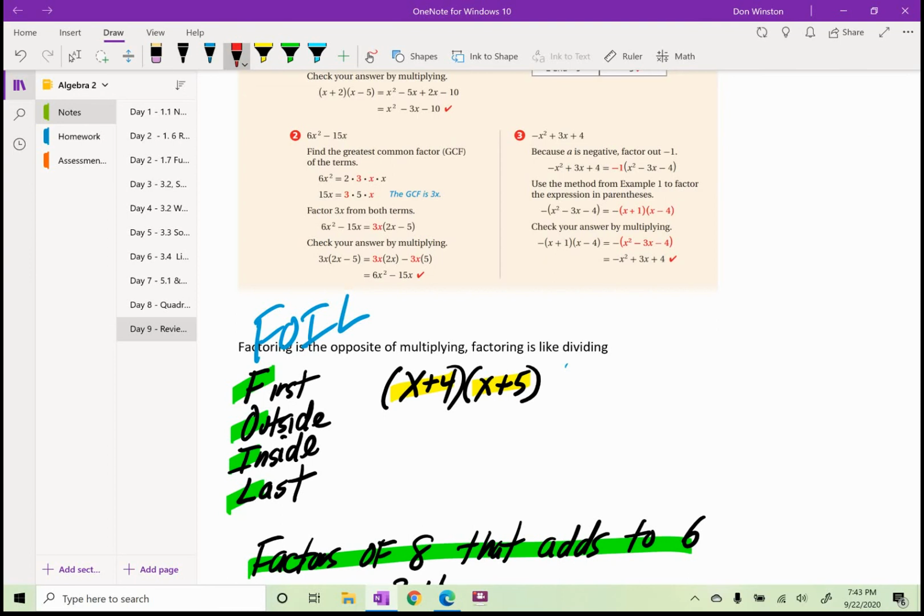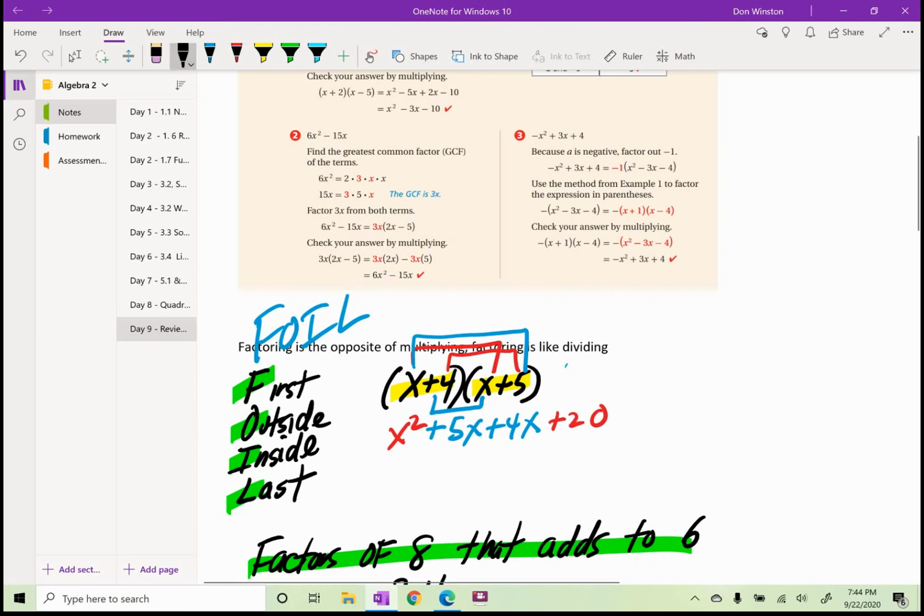To recall FOIL, you multiply the first terms, x times x, and that gives you x squared. Then you multiply the outside terms, x times 5, and that gives you 5x. Then you multiply the inside terms, 4 times x, that gives you 4x. Then you multiply the last terms, 4 times 5, and that gives you 20. Then you combine your like terms, and in the end you'll get x squared plus 9x plus 20. Okay. But factoring is the opposite of FOILing or multiplying.